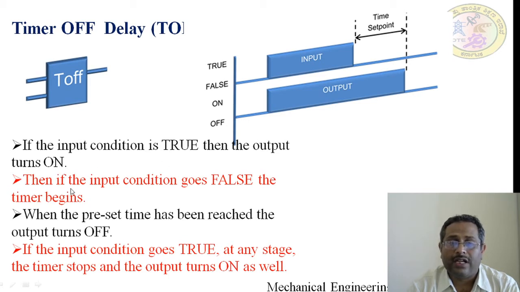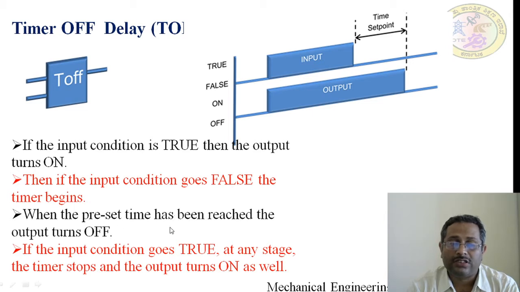And then if the input condition goes false, the timer begins. In timer on delay, when the input condition goes true, the timer begins. But here, if the condition goes false, the timer begins. When the preset time has been reached, the output will turn off.